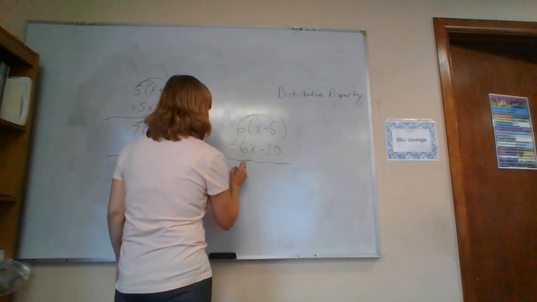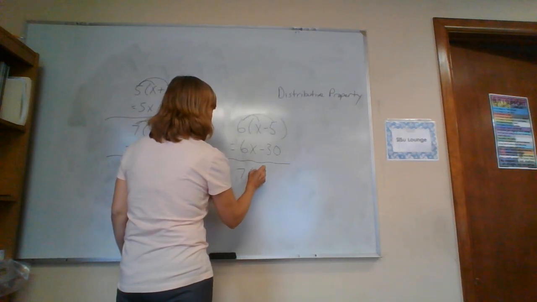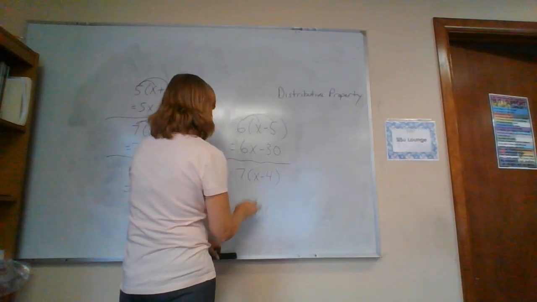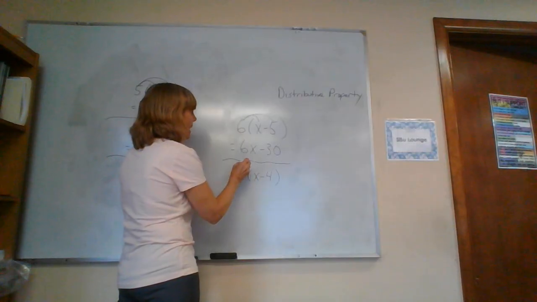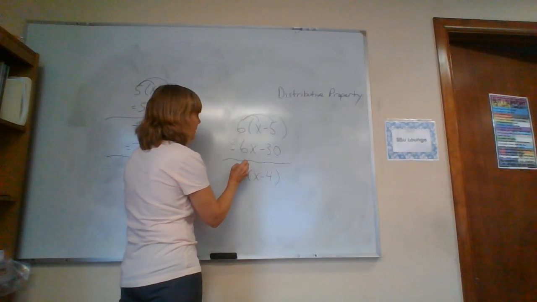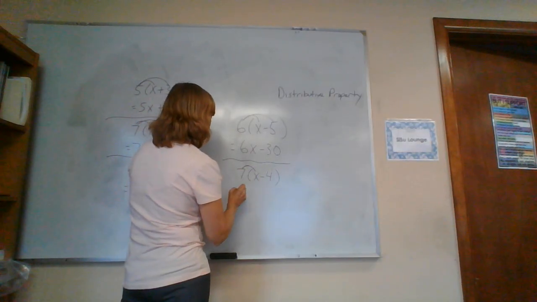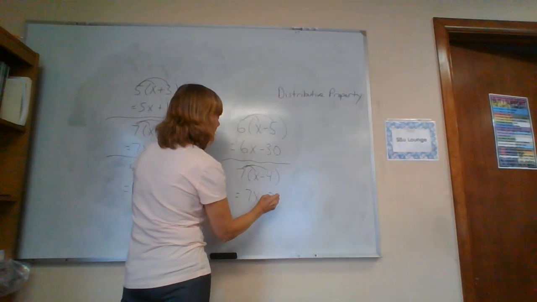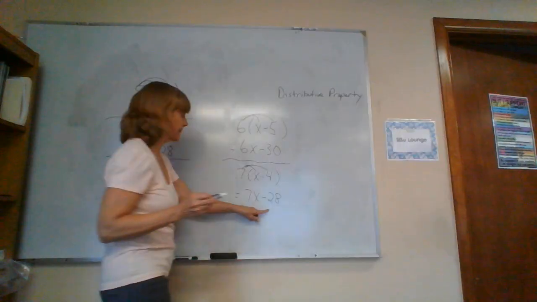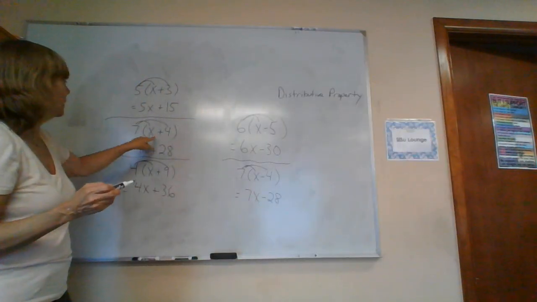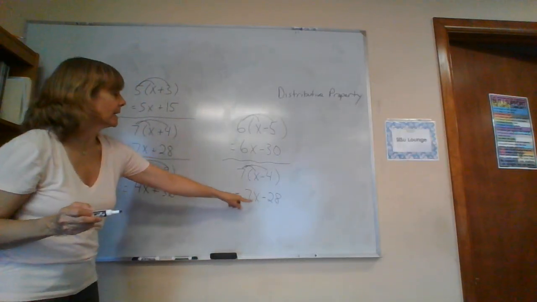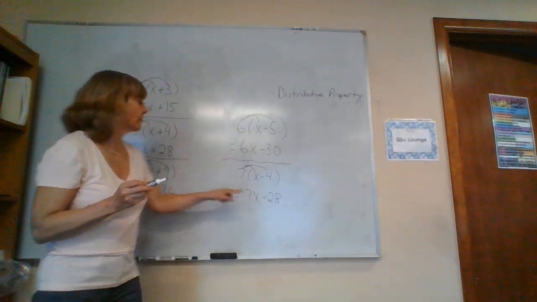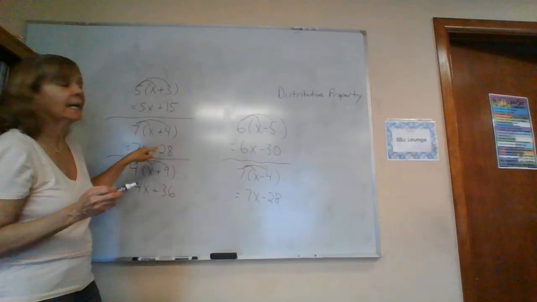Let's go 7 times x minus 4. That's funny, I did an x plus 4 over here. Well, let's look at this here. x plus 4 is what I meant. 7 times x is 7x minus 7 times 4, which is 28. Same problem I made up over here, only here I put plus, and here I put minus. So I have to really pay attention to that sign. If I saw this one and I said plus 28, it's wrong.